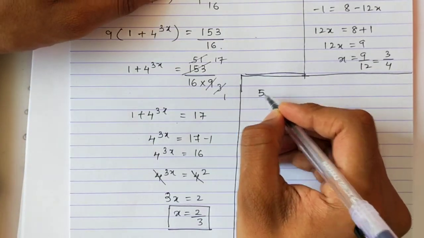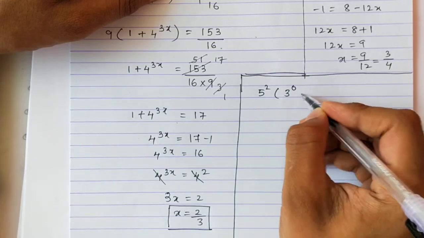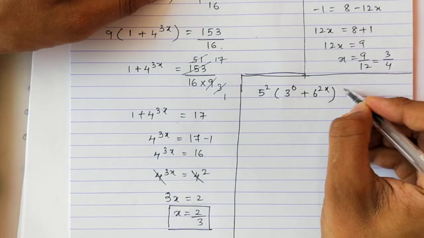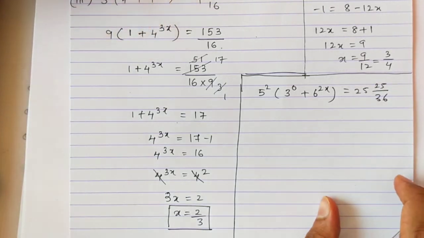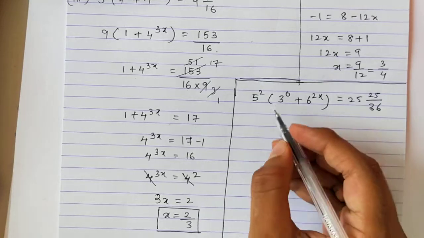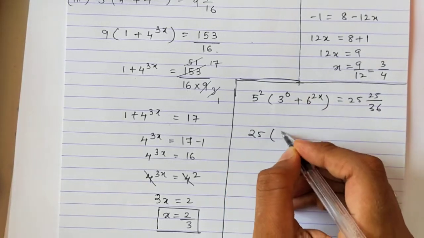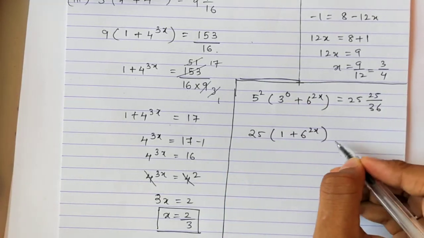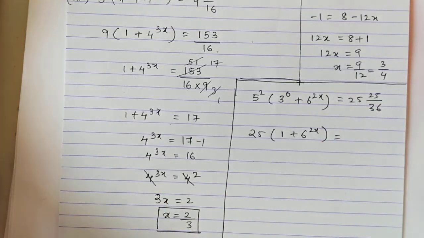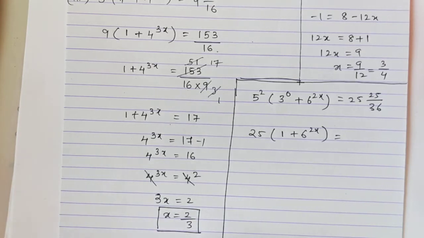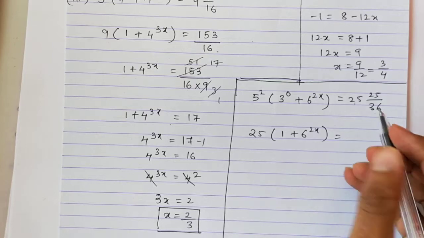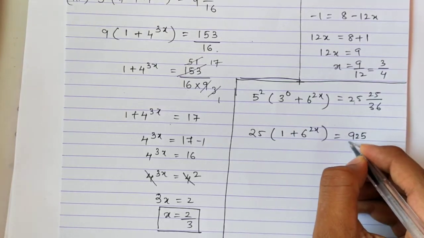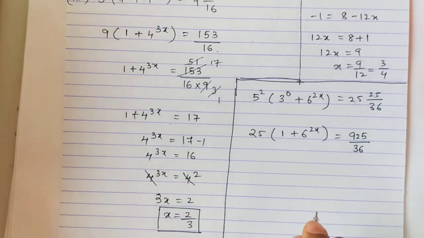The fourth question is of a similar type, exactly same. This is the question. So 5 square is 25, 3 raised to 0 is 1. When you solve the mixed fraction, that is 36 into 25, we'll get 900. 36 into 25 is 900, and 900 plus 25, that is 925 upon 36.